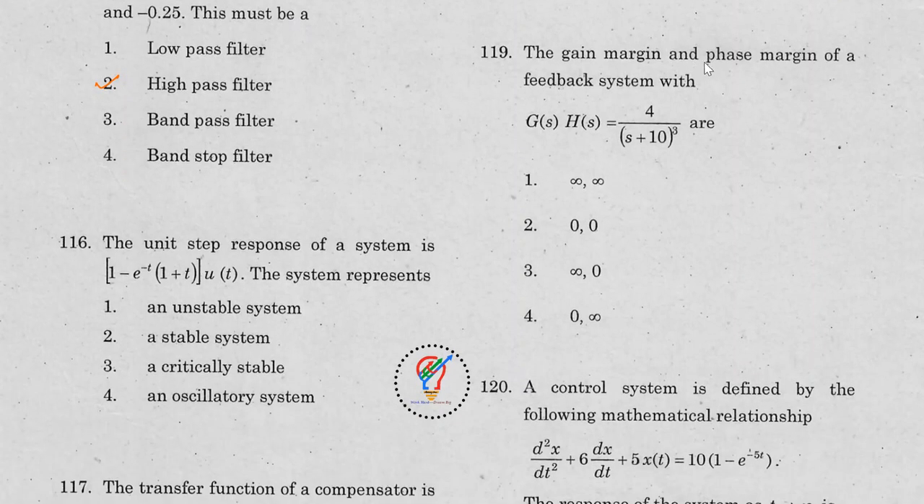Next one. The gain margin and phase margin of a feedback system with G of s into H of s equal to 4 divided by (s plus 10) cube. We cannot find the phase margin and gain margin with the open loop transfer function given in this question, so this question will not have an answer.